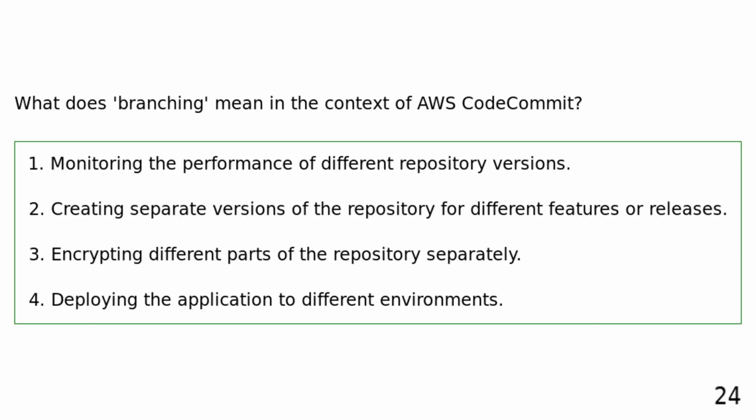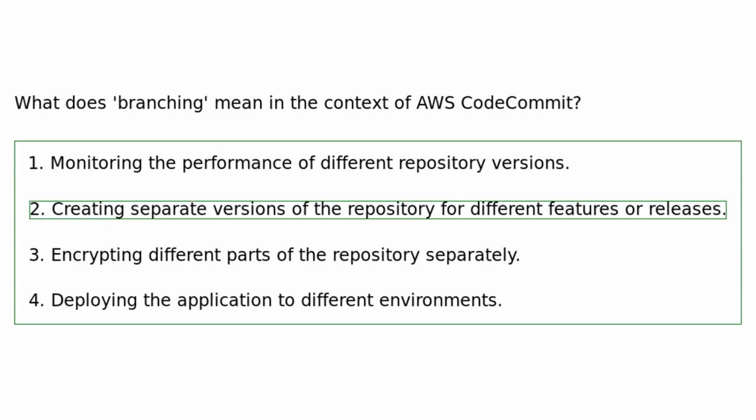What does branching mean in the context of AWS CodeCommit? Monitoring the performance of different repository versions. Creating separate versions of the repository for different features or releases. Encrypting different parts of the repository separately. Deploying the application to different environments. Branching allows developers to create separate versions of the repository for different features or releases.